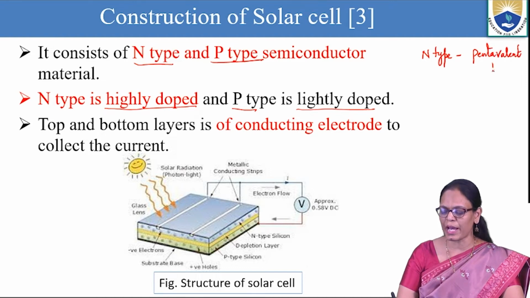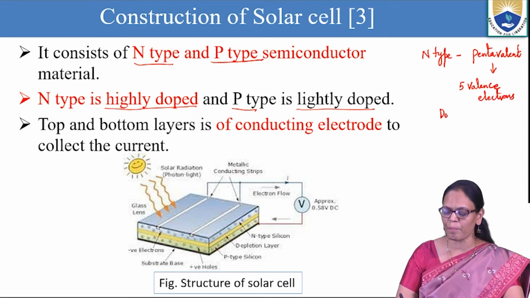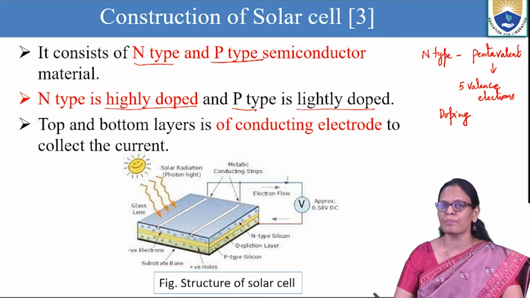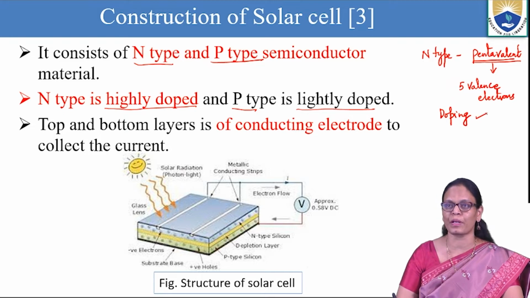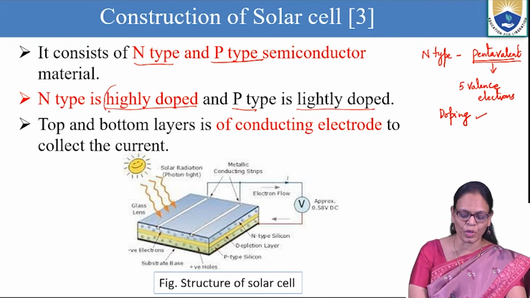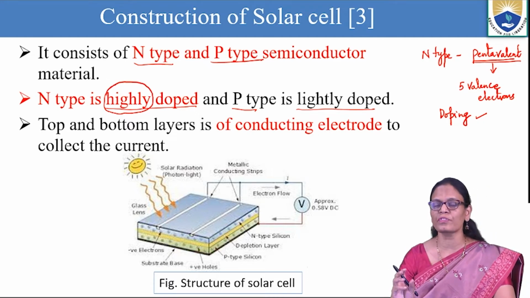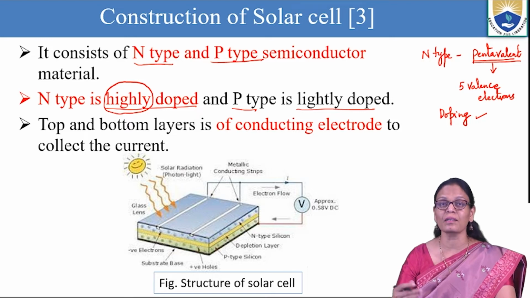Pentavalent impurity means an impurity which has 5 valence electrons. This is the impurity we are adding. And doping means it is the process of adding an impurity to a semiconductor. So we have taken a pure semiconductor and we are adding the pentavalent impurity to that semiconductor. That process we are calling doping. And when it is highly doped, what is the meaning of highly doped? The concentration of the impurity atoms that are added is more. Then you say it is highly doped.